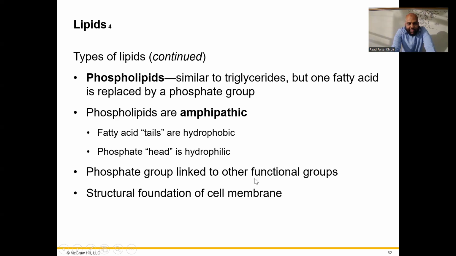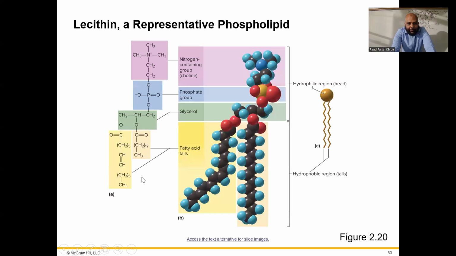Okay, the phosphate group is linked to other functional groups, and that's the structural foundation for the cell membrane. So that shows us lecithin, which is a representative phospholipid. Here, do you see the head? The hydrophilic head is composed of, you see nitrogen, that's charge. That's hydrophilic, that's charge. In the middle, you have a phosphate group. This phosphate group is what's holding the moiety. And then you have a glycerol, and these are the fatty acids. You see how the phospholipid looks.